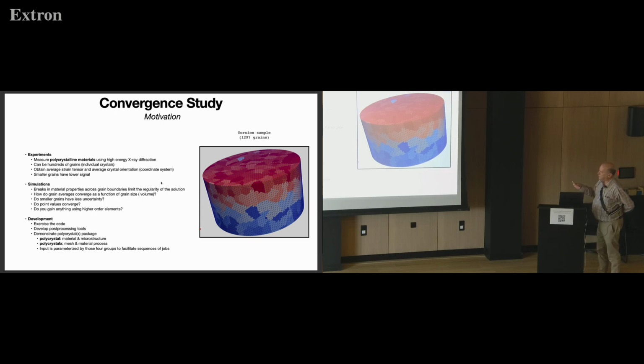So the experiments, we have the Air Force sponsors a beamline at Cornell High Energy Synchrotron Source, where they do a lot of polycrystalline measurements using high energy X-ray diffraction. They put a specimen in the beam, pull it, rotate it around to capture all the diffraction vectors, and then process it to find grain centroids, orientations, and strain tensors. And it can be usually hundreds, if not more, of grains.